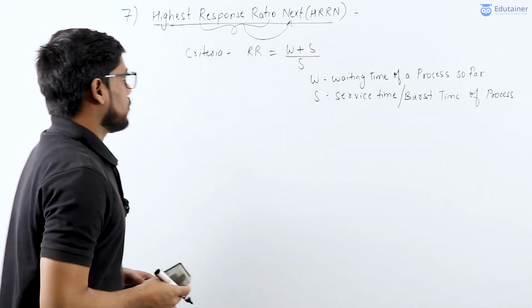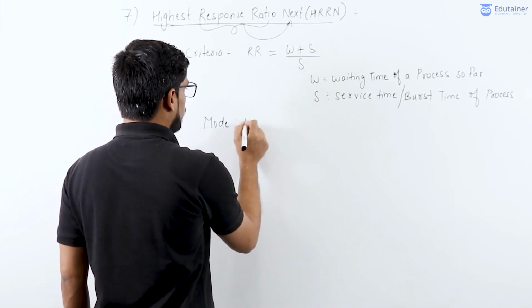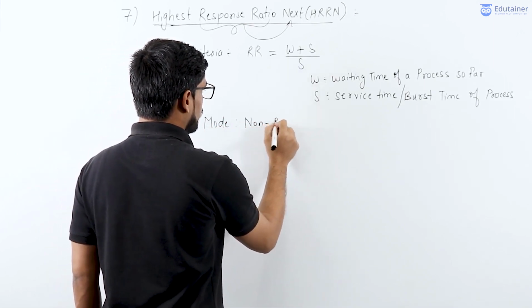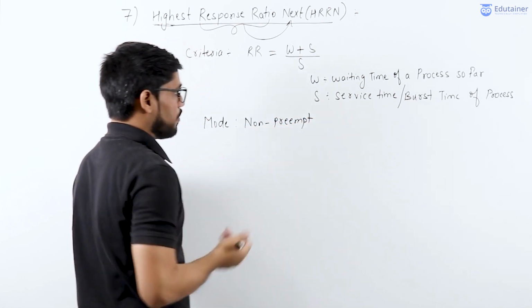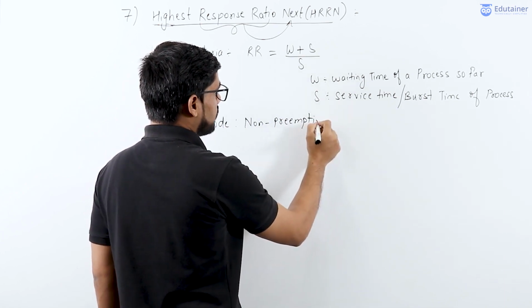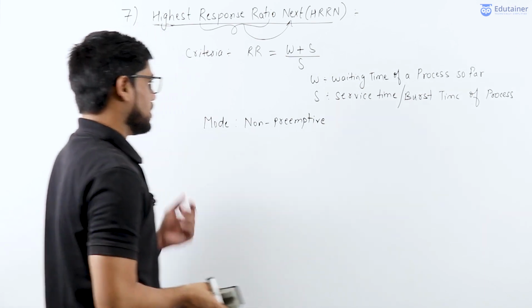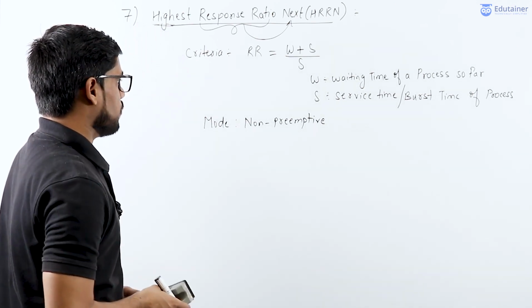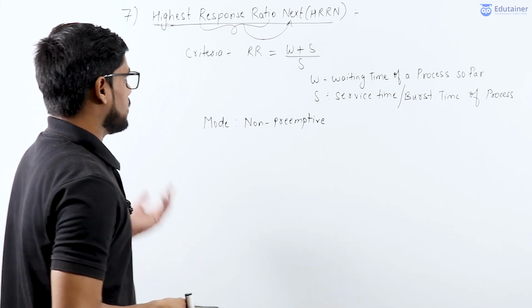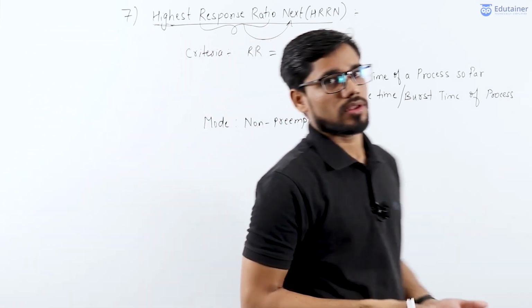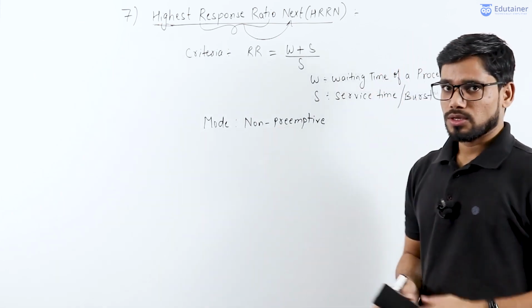Got it? Then next is the mode. Here the mode is non-preemptive. Whenever you choose the process with the highest response ratio, we run this process on the CPU until its completion. That is what non-preemptive mode means. It is better to take an example and try to understand the core concept behind the highest response ratio. So let's take an example.